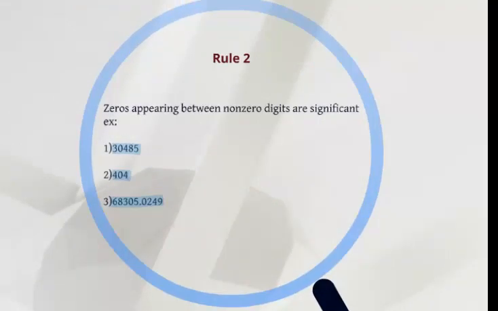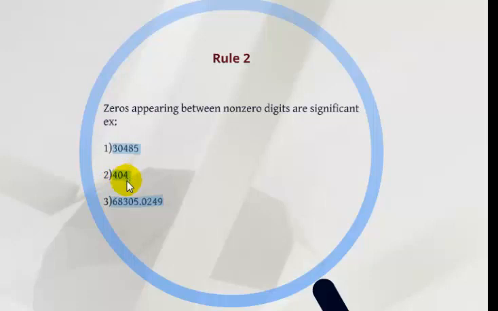Rule number 2, zeros are where you're going to have problems in counting sig figs. Zeros that appear between 2 non-zero digits are significant. So see, this 0 is between 3 and 4. 3 and 4 are counted, so that 0 is significant. There are 5 sig figs right here.